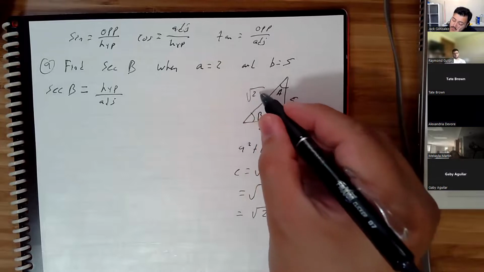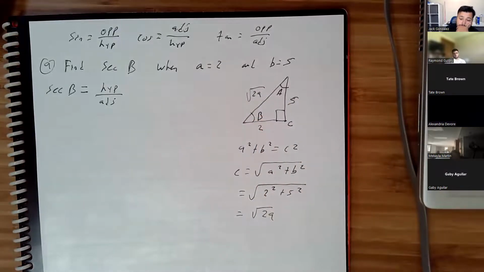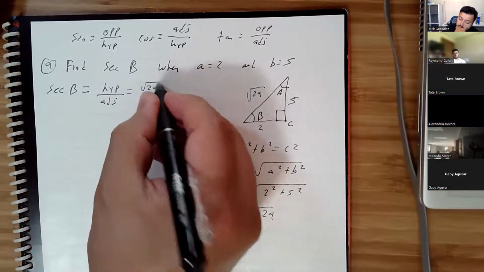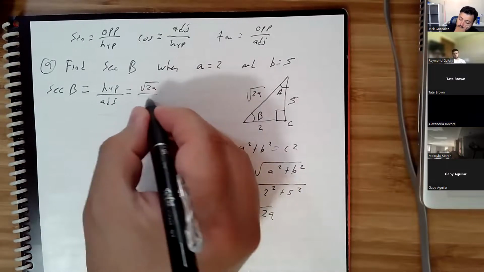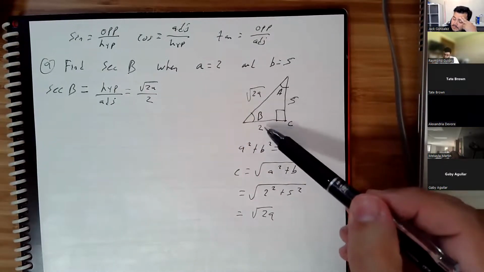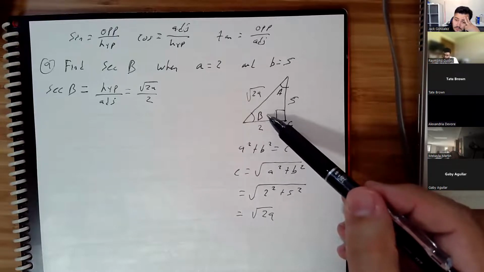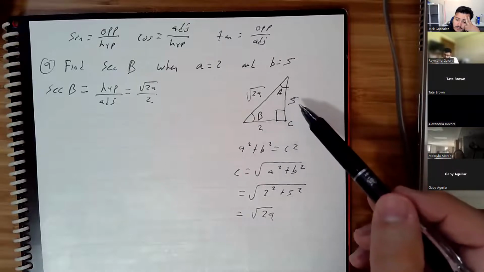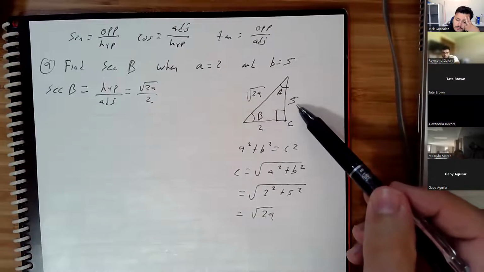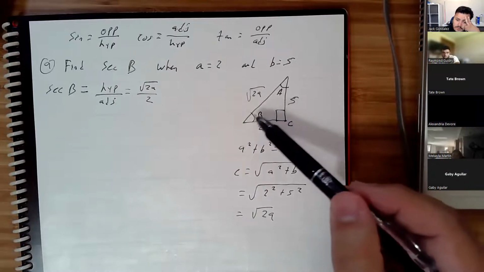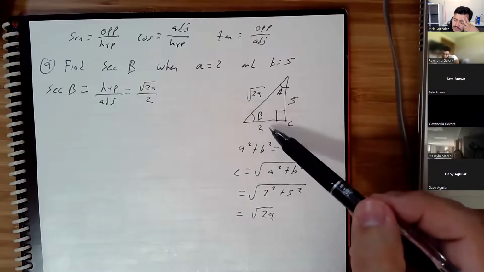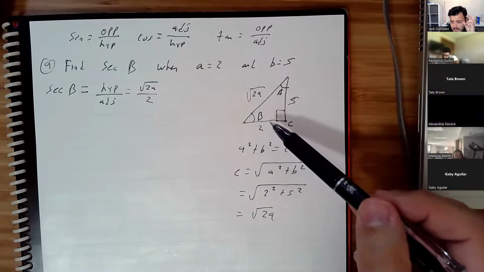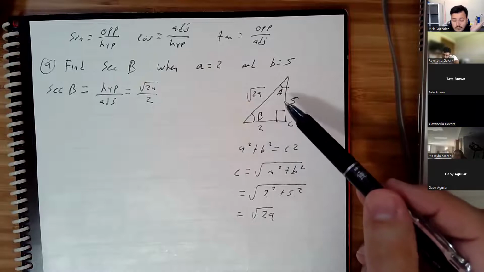You guys agree with the hypotenuse? Okay, so just plug it in and we're good. But notice how it has to be adjacent to B, right? If I would have said secant of A, adjacent would be over here. See what I'm saying? It depends on what angle we're talking about. Adjacent is not always the bottom side. Adjacent literally means next to the angle we're talking about.